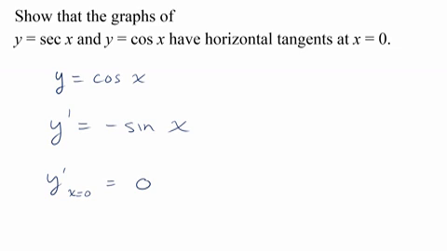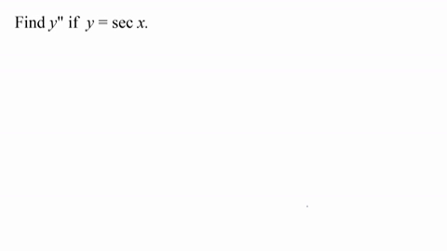Let's try one more example. Find the second derivative of y if y is equal to secant x. Let's start with the first derivative. If y is equal to secant x, then y prime, the derivative of secant x, is secant x tangent x. Now to find the second derivative, we'll differentiate the first derivative. And here we need to use the product rule.